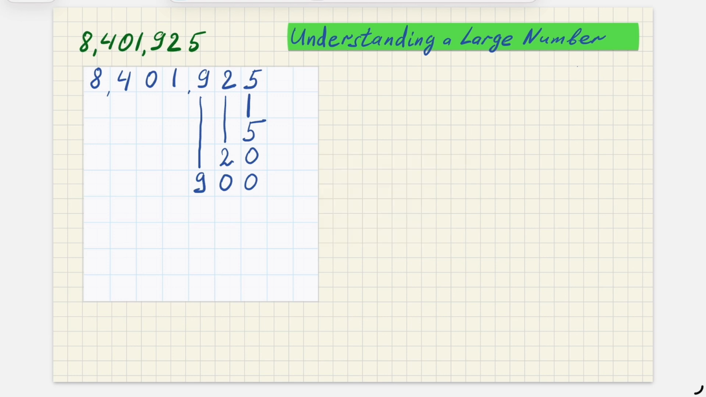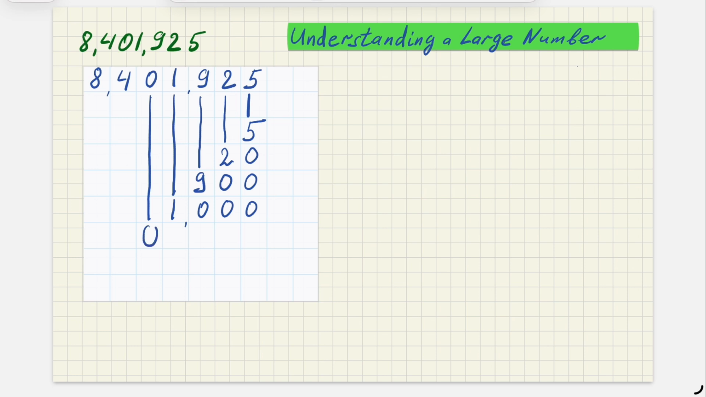Okay, let's finish it. The digit 1 is in the thousands place. Draw a line down 4 squares, then write 1. To the right, write 3 zeros to see 1000. The next digit is 0 in the 10,000s place. This means that there is no value in the 10,000s place. You can simply leave this space empty or write 0.